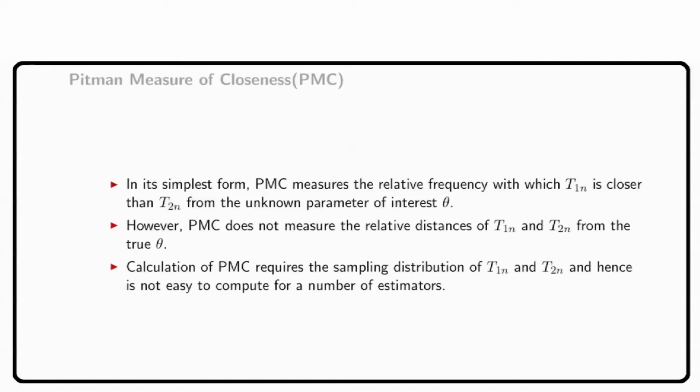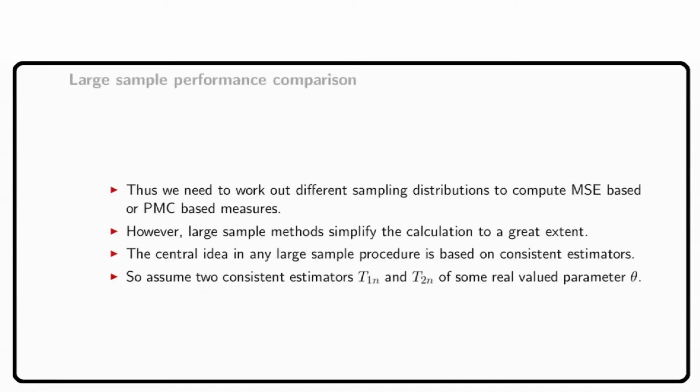However, PMC does not measure the relative distance of T1n and T2n from the true value theta, but calculation of PMC requires the sampling distribution of T1n and T2n, and hence is not easy to compute for a number of estimators. Now we come to large sample comparison.